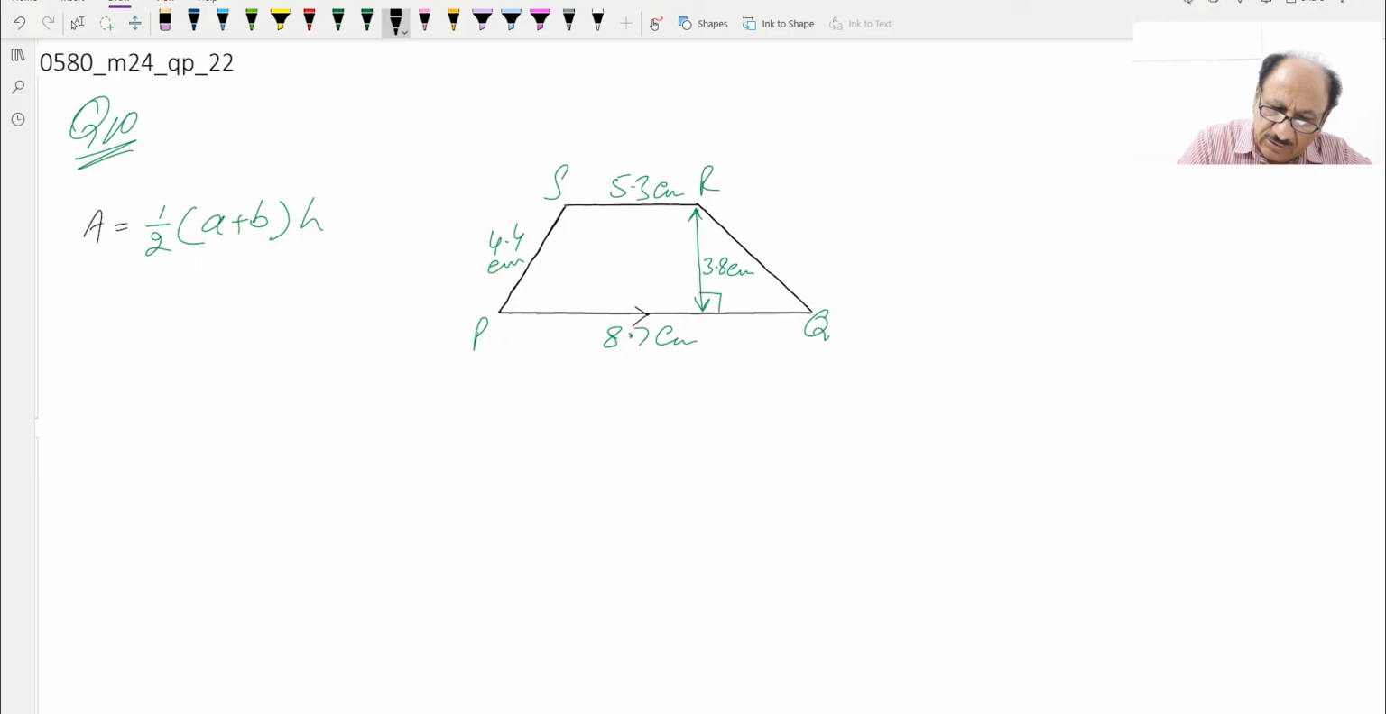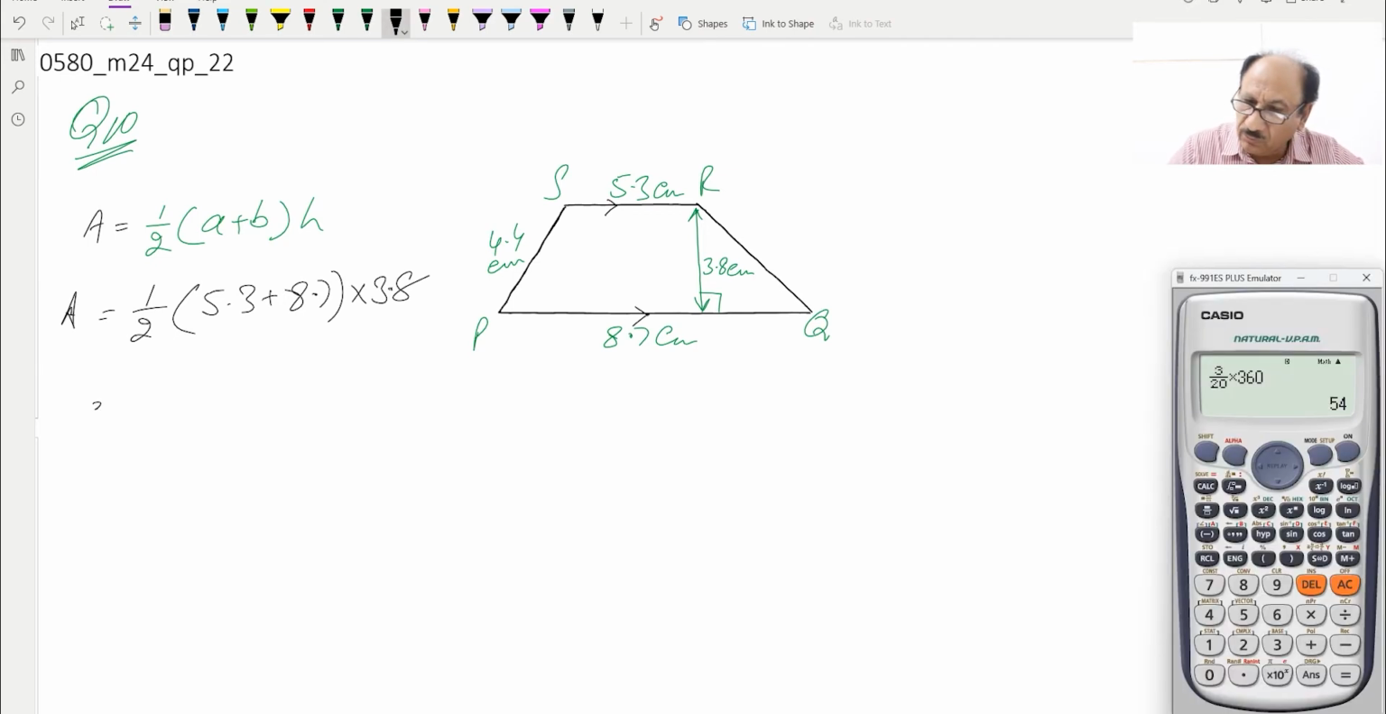So this side is parallel to this one, so we can take half into one side, 5.3 or 8.7, whichever, plus 8.7, and the perpendicular height will be 3.8. Keep in mind we will not be taking the slanting height. Many students make the mistake of taking the slanting height, which will be wrong. In the formula, this h is the perpendicular height, so you will have to take the perpendicular height only.